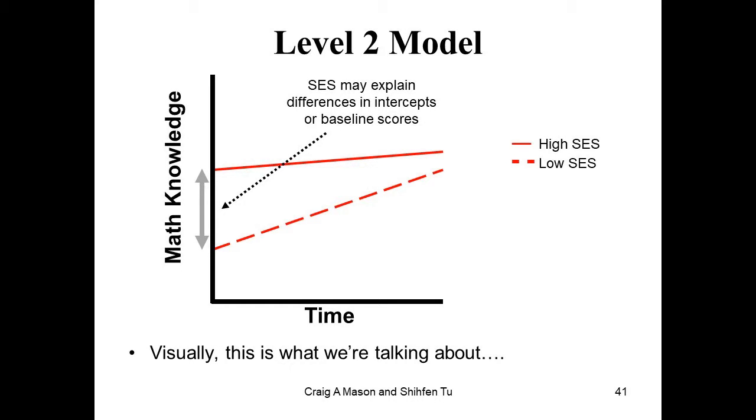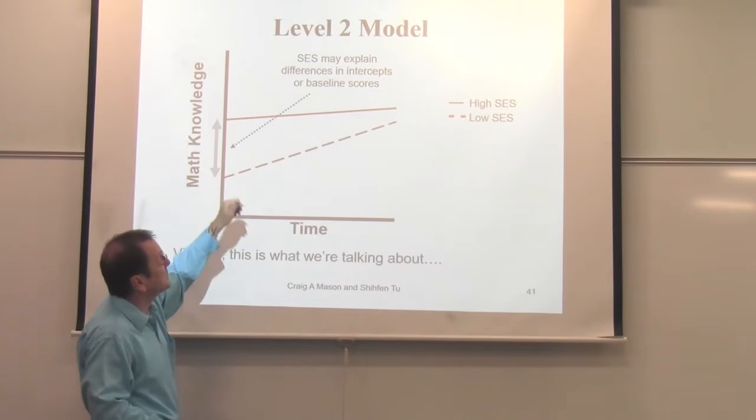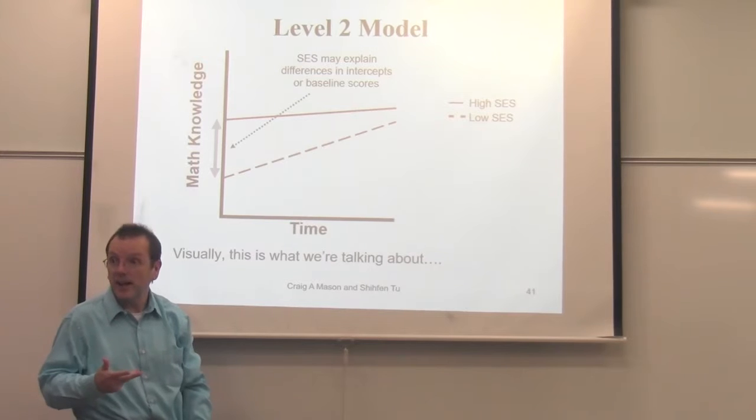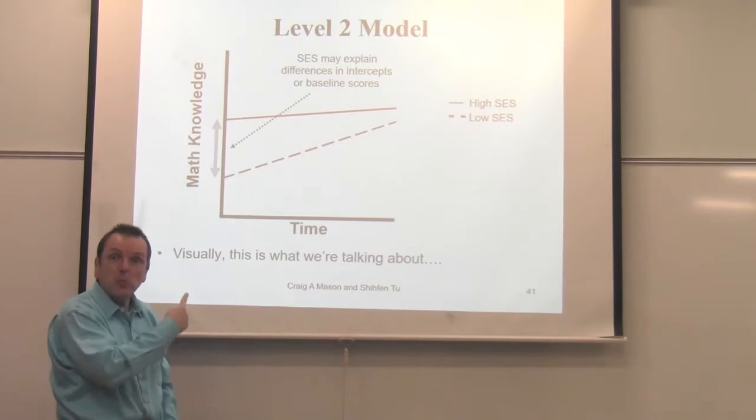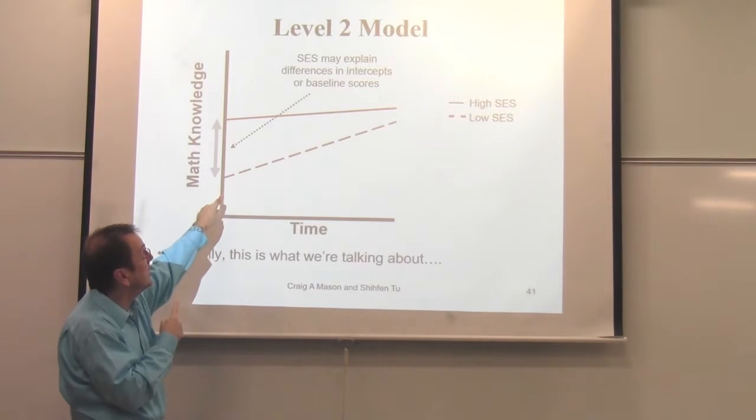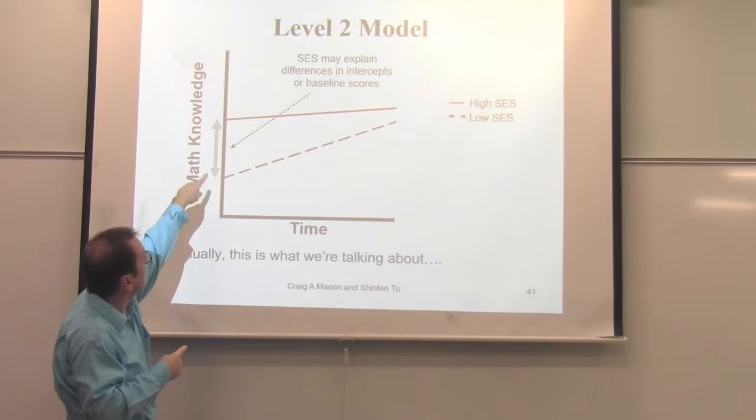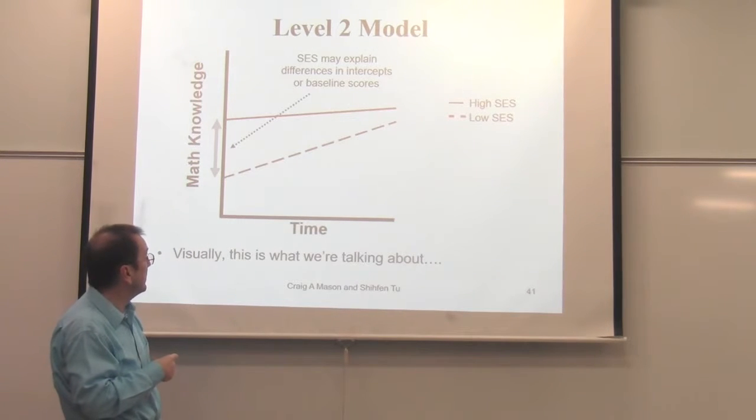Notice we've got high SES kids and low SES kids. Does SES explain those differences in baseline scores? That's what that regression equation is asking. That's what that level 2 model is asking. Is there something going on? Does SES explain why we see that difference?